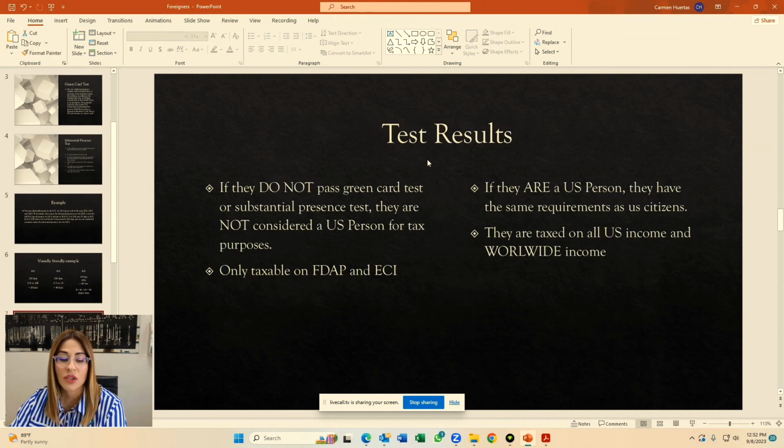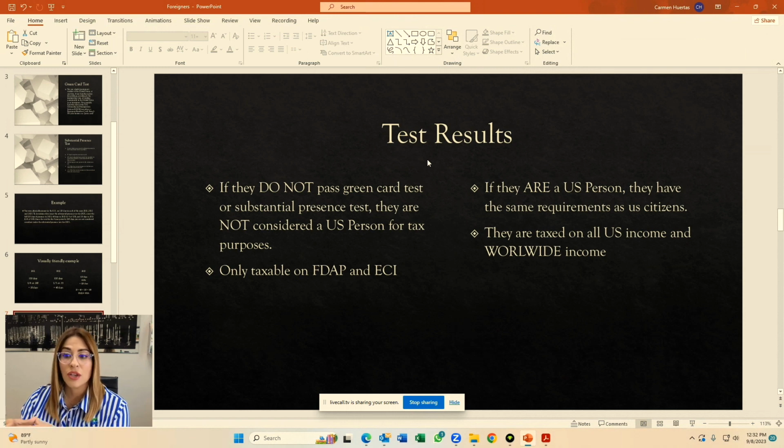All right. So if you do not pass the green card test, if you don't have one issued to you, and you do not pass the substantial presence test, you are considered a non-U.S. person for tax purposes, okay? And out of all of your income, you're only taxed on the FDAP and on the ECI income. Stay with me. I'm going to explain what those are in just a second, okay?